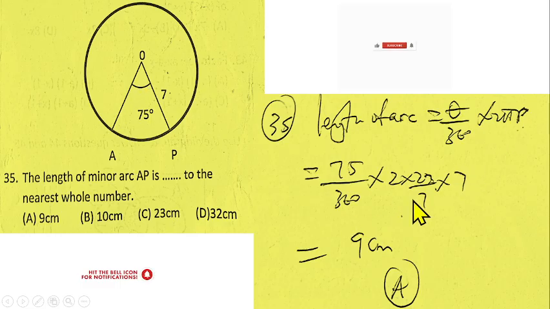Then the radius is 7. So the 7 can take care of the 7 here. So you have 2 times 22 gives us 44, times 75, divided by 360. That gives us 9 centimeters, which is option A.